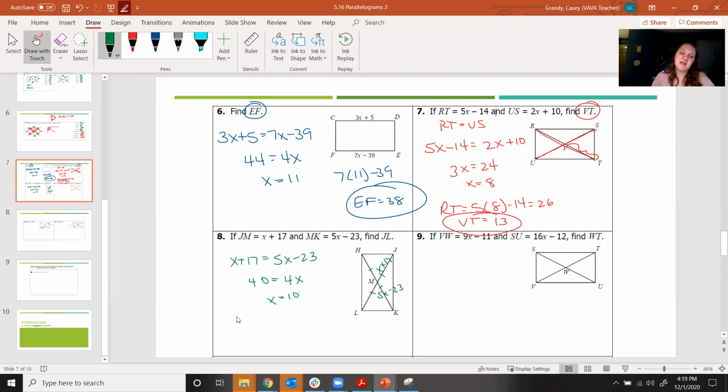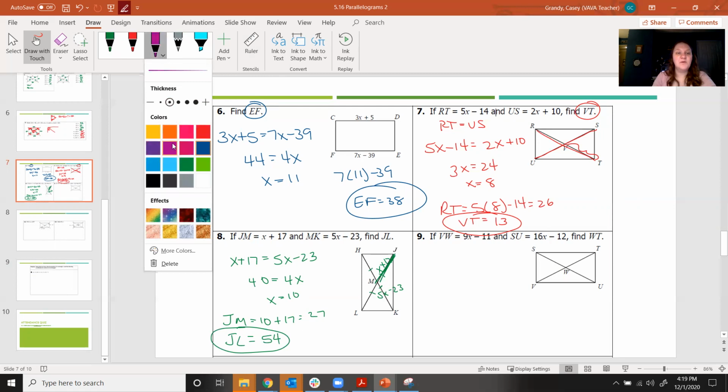And now I can find JL. So first I'm going to find JM. 10 plus 17, 27. So this piece here is 27, which means that the entire diagonal JL is 27 times 2, 54. Okay, and we got one more.